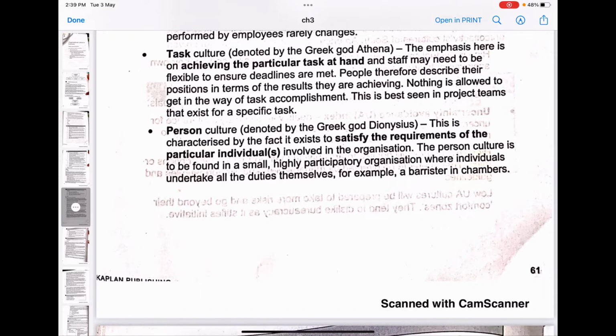So in the task culture, everything is based on a particular task which is at hand, the task which needs to be done.